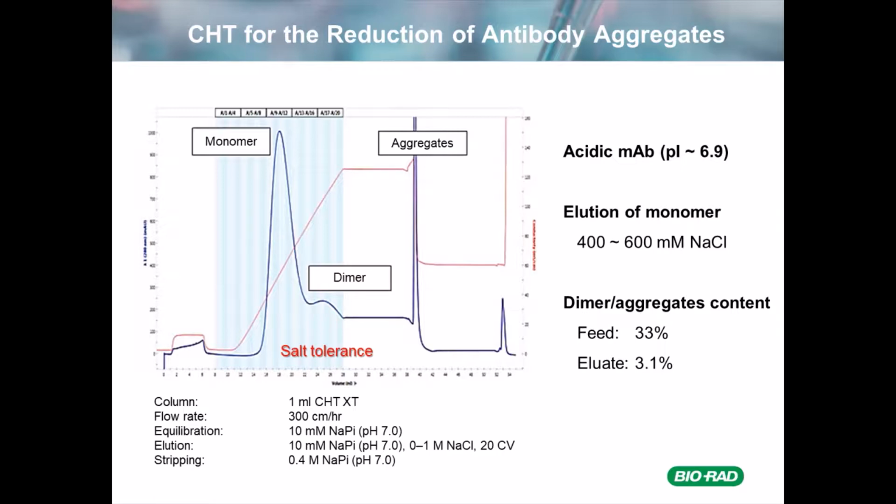And we see here in the chromatogram, the monomer, the dimer, and the aggregates are well resolved on CHT. By collecting the fractions between 400 and 600 millimolar sodium chloride elution, we were able to obtain the final eluate that contains only around 3.1% of high molecular weight product-related aggregates.